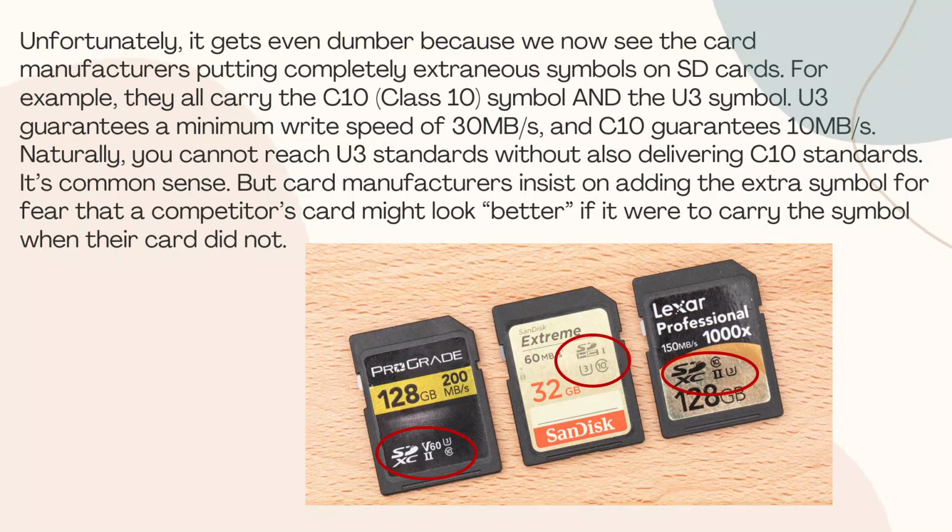Unfortunately, it even gets dumber because we now see the card manufacturers putting completely extraneous symbols on SD cards. For example, they all carry the C10 Class 10 symbol and the U3 symbol. U3 guarantees a minimum write speed of 30 megabytes per second, and the C10 guarantees 10 megabytes per second. Naturally, you cannot reach U3 standards without it also delivering C10 standards. It's common sense. But card manufacturers insist on adding the extra symbol for fear that a competitor's card might look better if it were to carry the symbol, while their card did not.